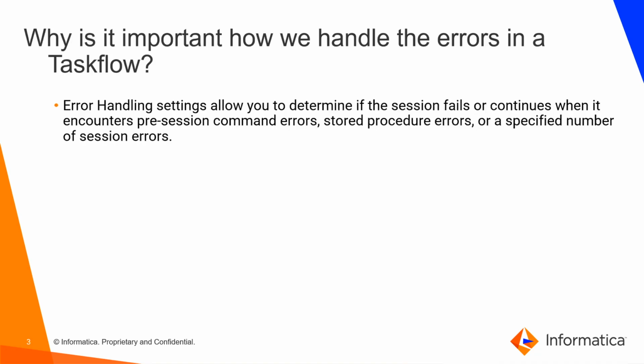So why is it important how we handle the errors in a task flow? Depending on how you handle the errors, if a data task fails inside a task flow, you can decide if you want to stop the entire task flow and all the following data tasks will not be executed, or you can choose if you want to ignore that error and you want to continue executing the rest of the task flow. Sometimes you have dependencies.